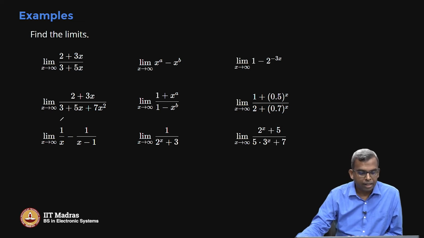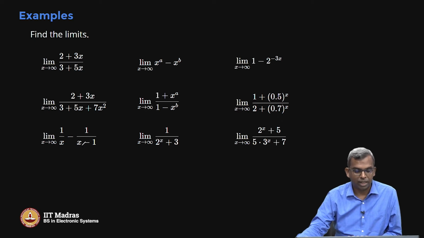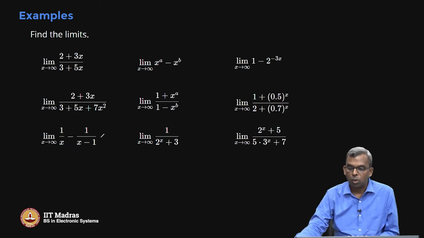Okay. And here is 1 by x minus 1 by x minus 1. I'll leave you to deal with this. This is quite easy. Again, you can convert it into a polynomial and do it, or you can tend x to infinity. This is 0 minus 0. So, you'll get 0 here as well directly.